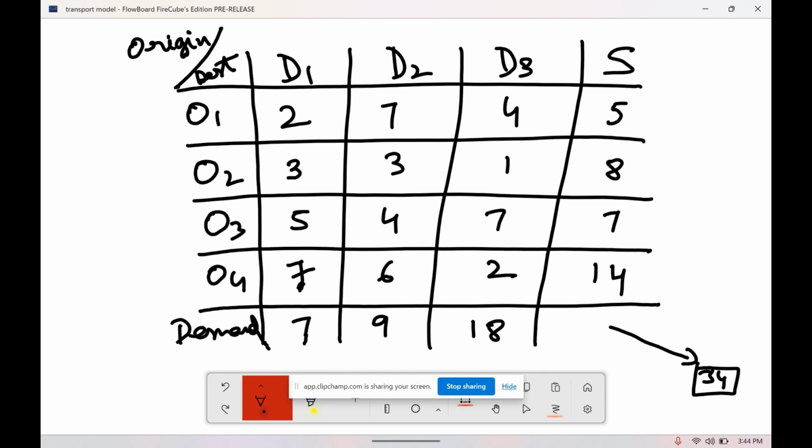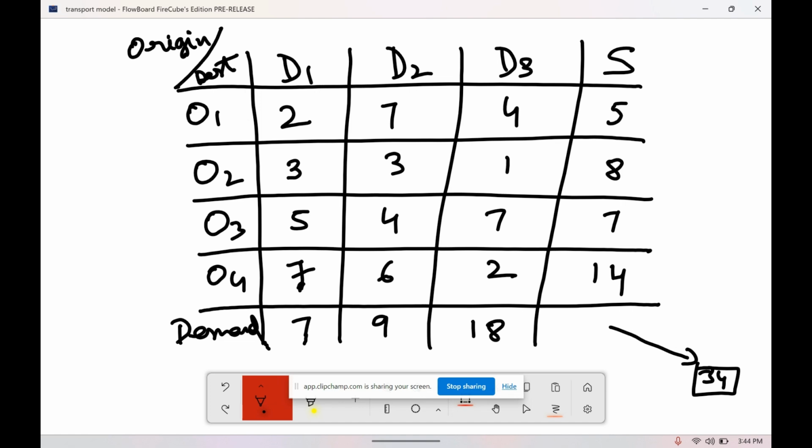So this particular method is the northwest method. North is to the top and west is to the left side. So the first corner towards the northwest is 2, that is O1 D1. So 2 is what we have to focus on. We always have to focus on northwest. So for this particular cost, what is the supply? 5, if you can see that. And what is the demand? 7.